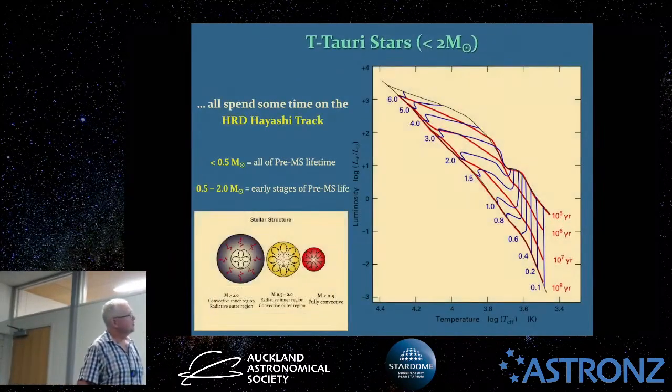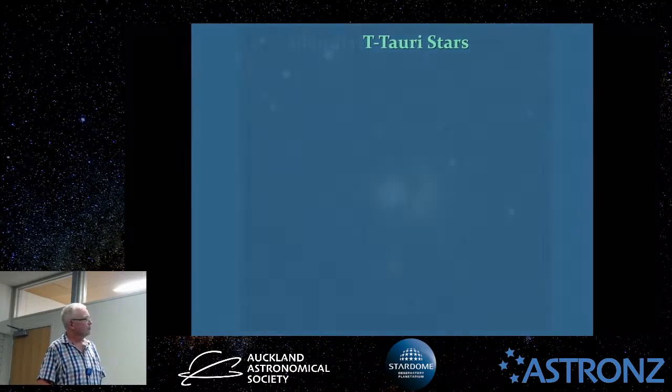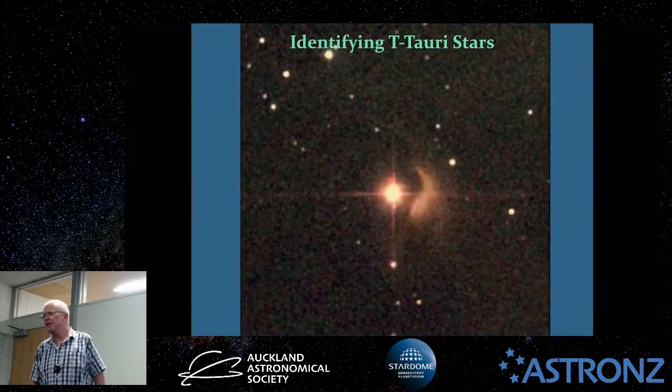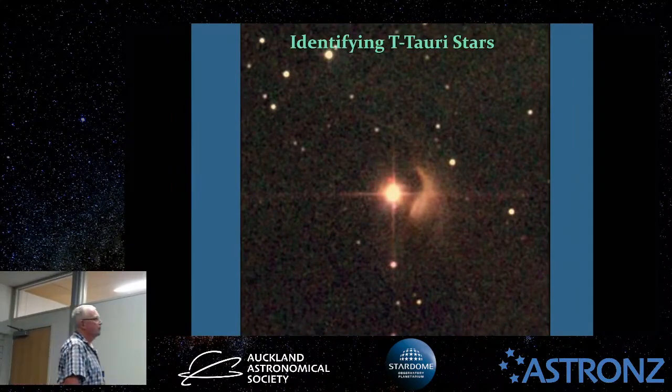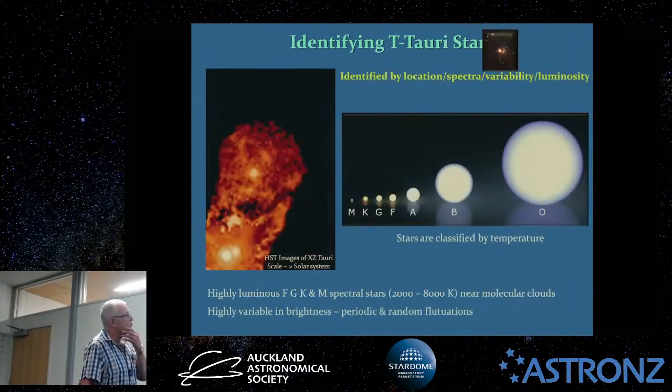So let's have a look at these T Tauri stars. You can see them here, and we've really spoken about this, but just recapping. Stars of 0.5 solar masses are fully convective all of their life on the pre-main sequence, and those going up to 2 start off convective and then develop radiative zones, which we've talked about. So how do you identify a T Tauri star when you're looking at it? This is actually the very first one that was identified, the protostar, but there's criteria.